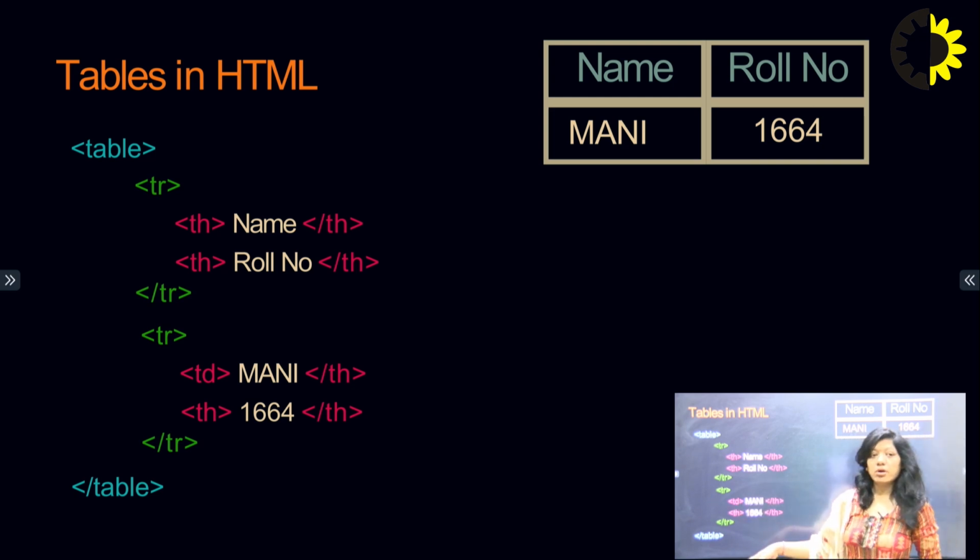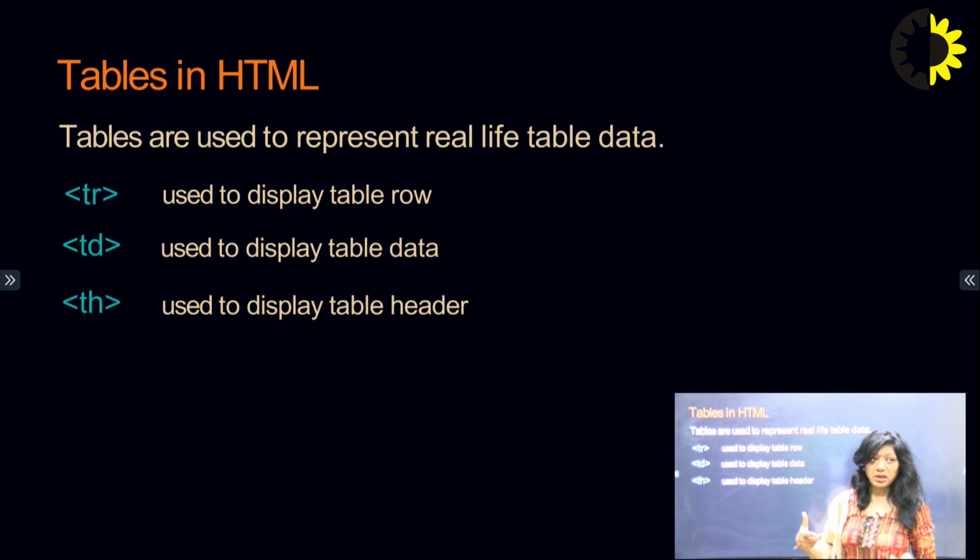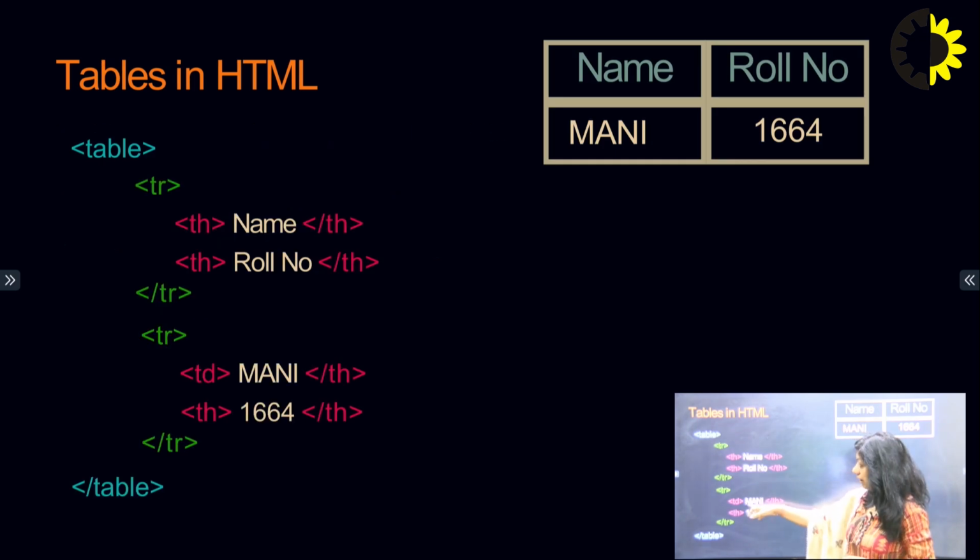Then here I write td. td is used for printing the data in a table row element, used to display table data. That time we use td. So in td we write money, and in td 1664. Here's a mistake, I have to write td. Closing of tr and closing of table. So this is how we create tables in our HTML form.